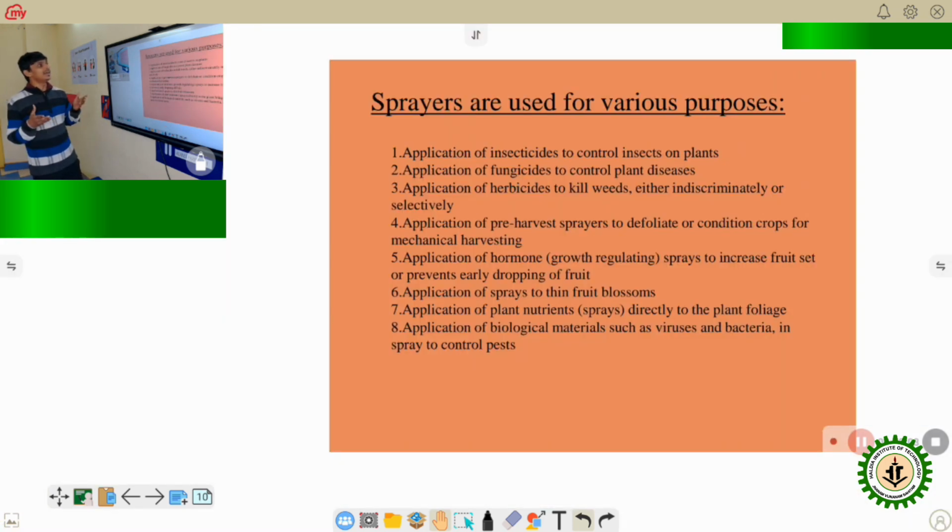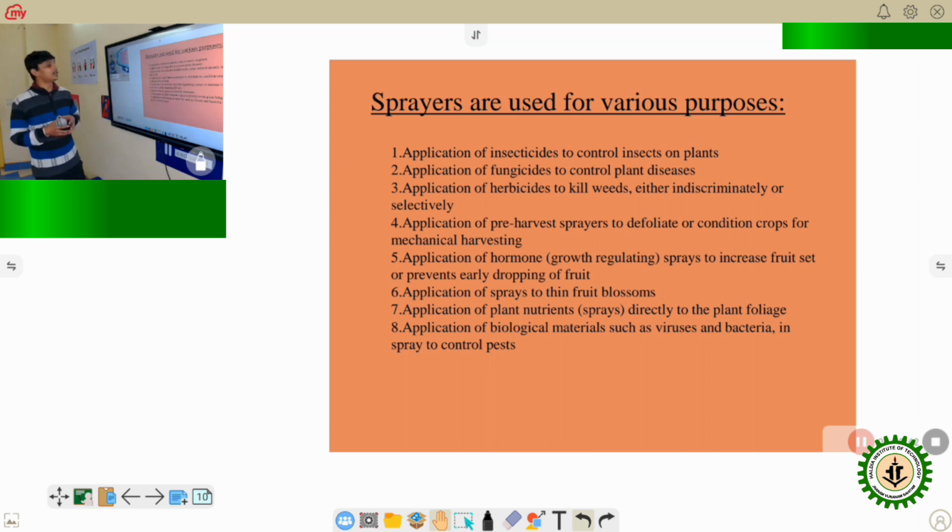So sprayers are used for various purposes. Basically, we use different types of sprayers for application of liquid fertilizer in the field, and sprayers are very effectively used in field conditions. Apart from this, we can use them for controlling weeds with herbicide, and for application of different types of herbicide we are using the sprayer.